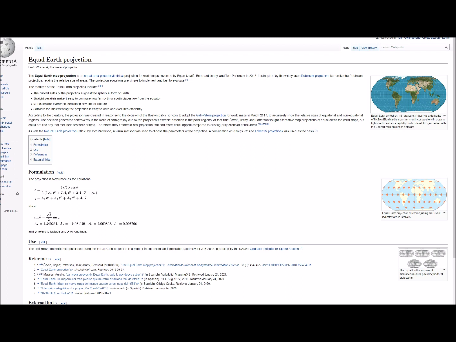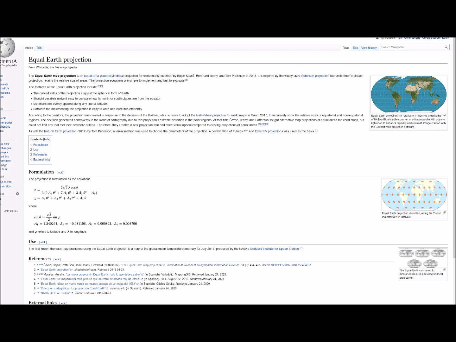He was the instigator of the creation of this map in direct response to the Boston Public Schools' decision to adopt the Gall-Peters map. He was a retired National Park Service employee with an interest in mapping. He went to Esri, a great company that does mapping, and got a couple of their engineers, Bernard Jenny and Bojan Šavrič, to work with him to create what he thought would be a better equal area map, which is what we're looking at now, the Equal Earth map.